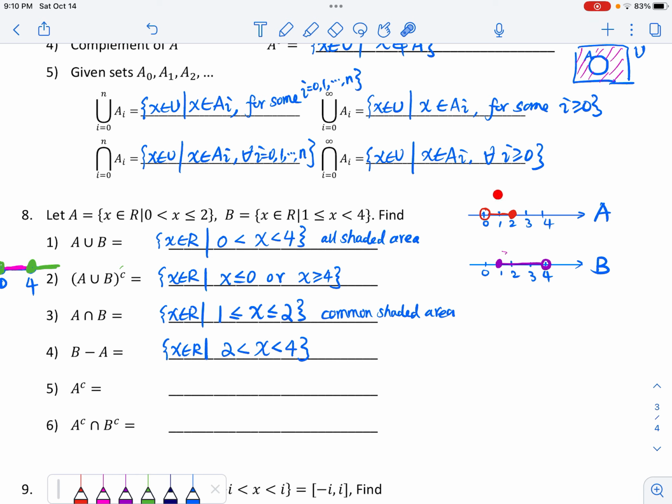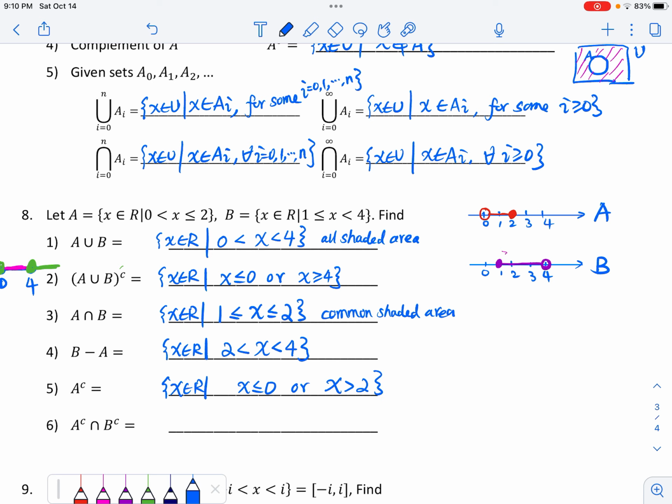The A complement, which is the complement of this set, will be here to the right, and here will be a solid point to the left. So the green representation is for this one. In other words, it's going to be X less than or equal to 0, or X strictly greater than 2.